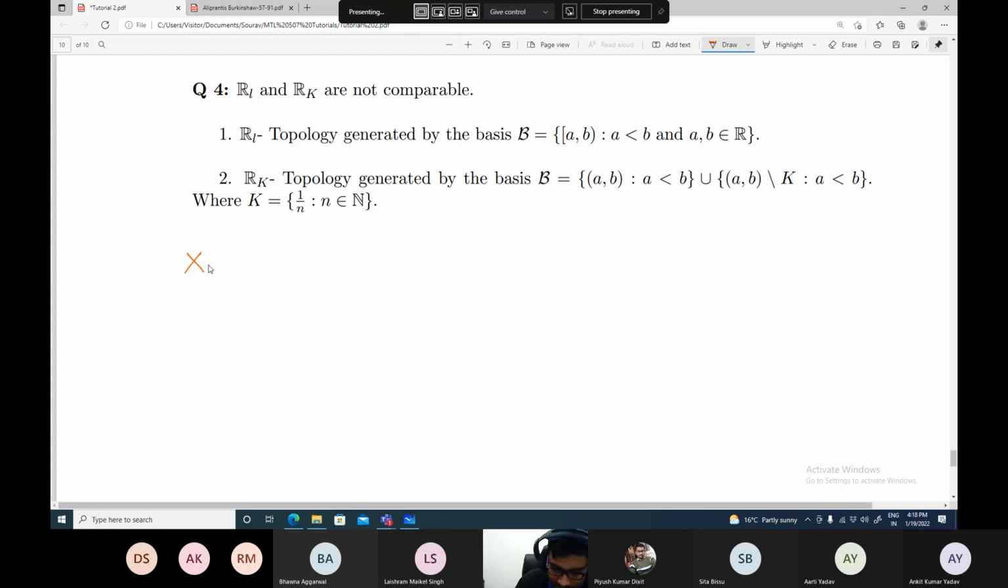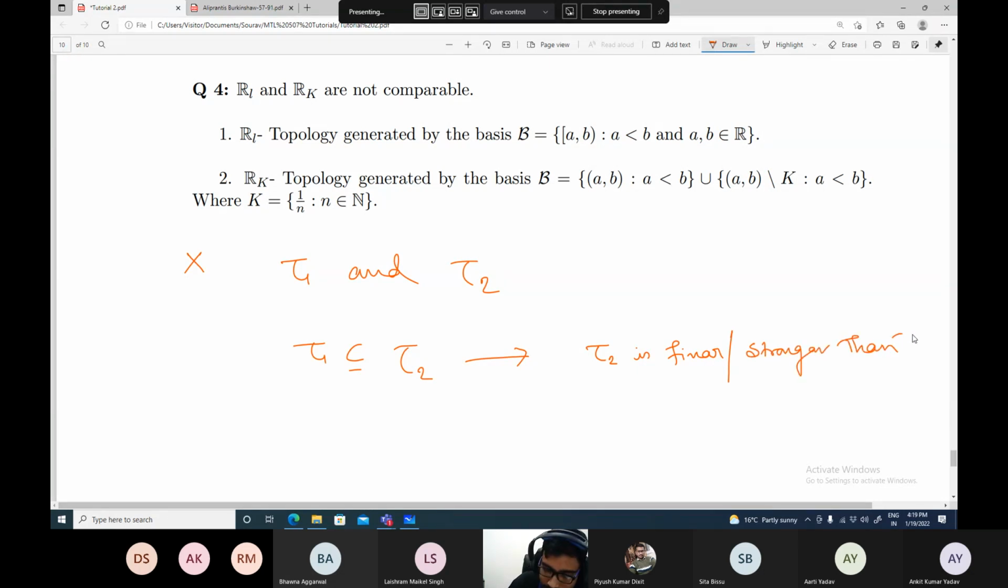You have a single set X and define two topologies tau 1 and tau 2. Suppose tau 1 is contained in tau 2. Since tau 2 is finer than tau 1, finer or stronger, we say tau 1 is weaker than tau 2. See here, RK and RL both are topological spaces, both giving topologies on the same set R.